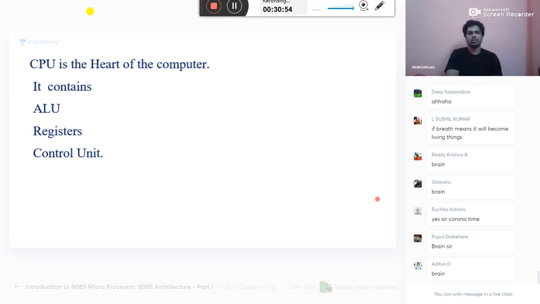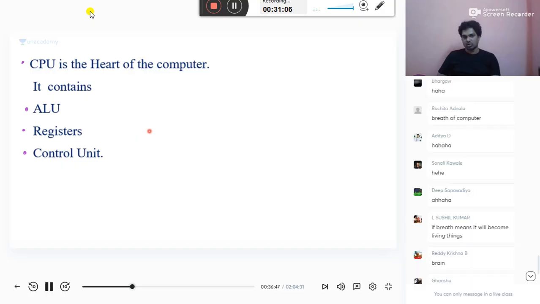Okay. So CPU is the heart of the computer. It contains three parts basically: ALU, registers, and control. For architecture tomorrow, you should understand which part belongs to which particular block. So ALU it will be having, registers will be having, and control unit it will be having.